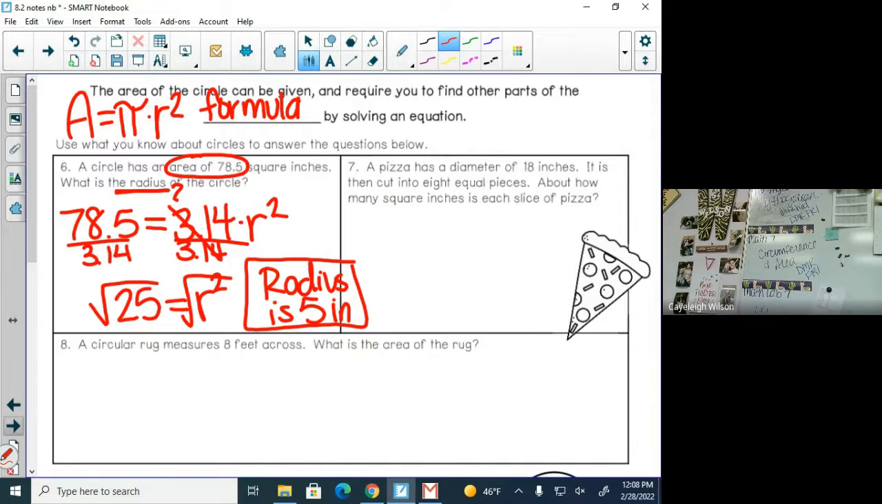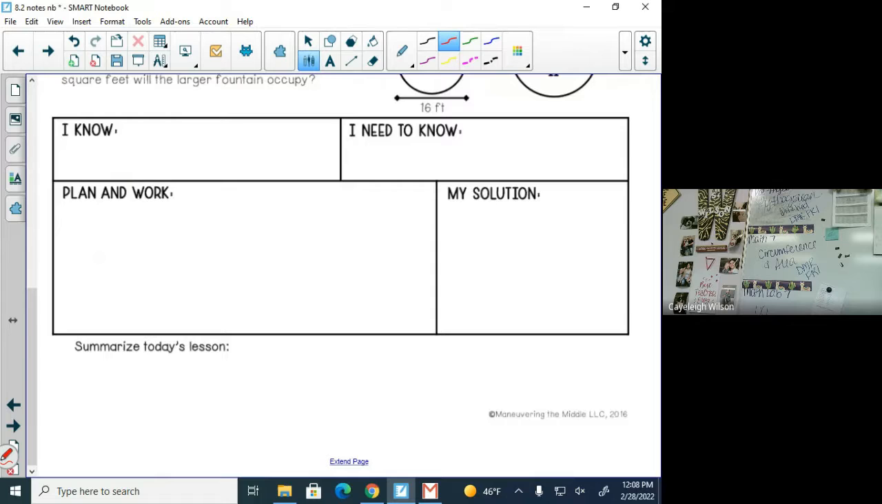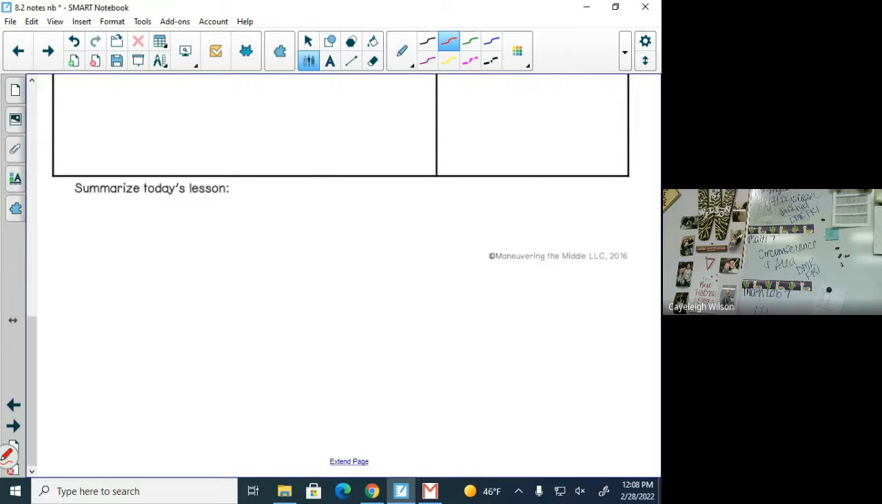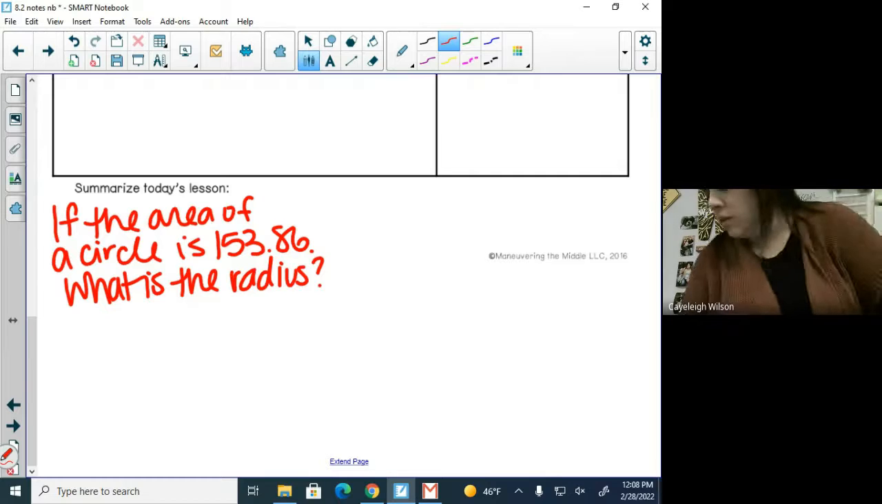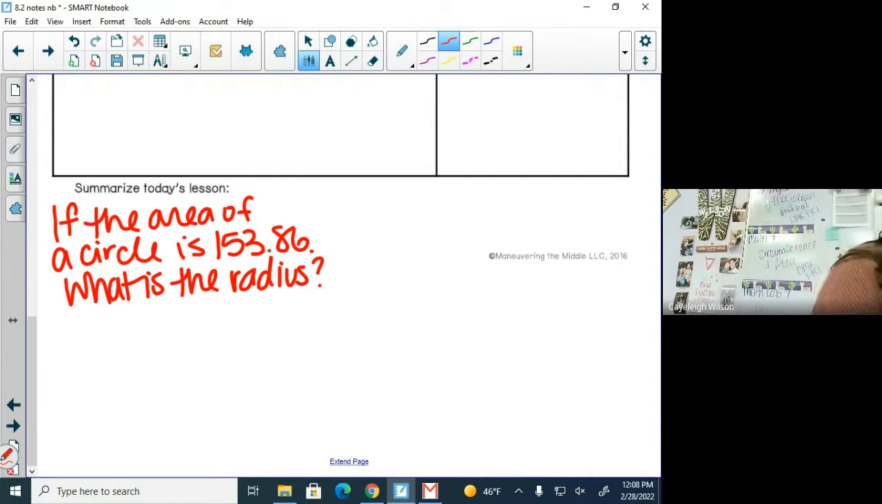Okay, I'm going to go down to the very end here and I'm going to make you do one by yourself. Make sure it comes out nice. If the area of a circle is 153.86, what is the radius? So right now, be trying to figure out what the radius is.